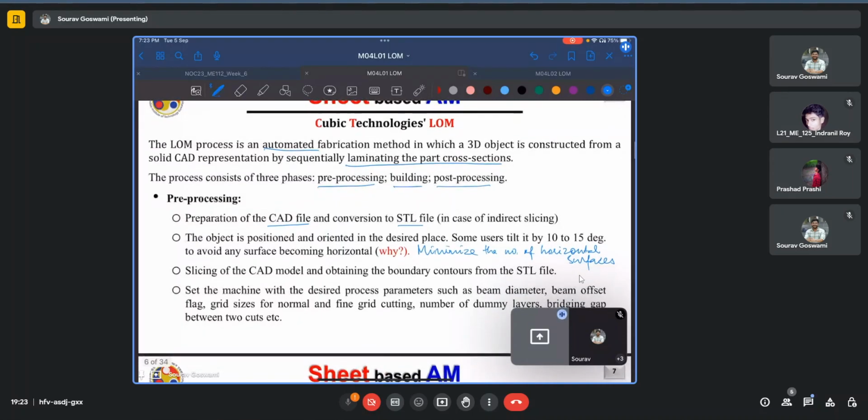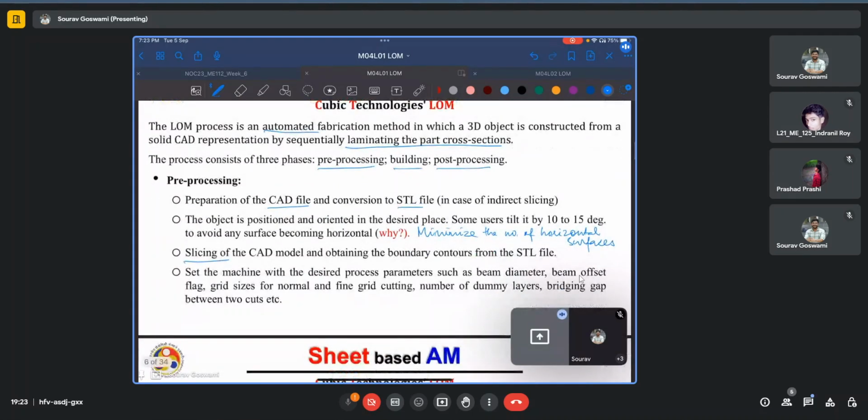And as usual, the next step would be slicing. Then we set the beam parameters, the process parameters such as beam diameter, offset, and grid size for normal and fine cutting. So you can have some degree of adaptive meshing, I can call it, for the grid cutting process. However, for the slicing of each individual layer, I do not have adaptive slicing available. So all slices will be of the same thickness. This is also one of the disadvantages of most sheet-based additive manufacturing processes.